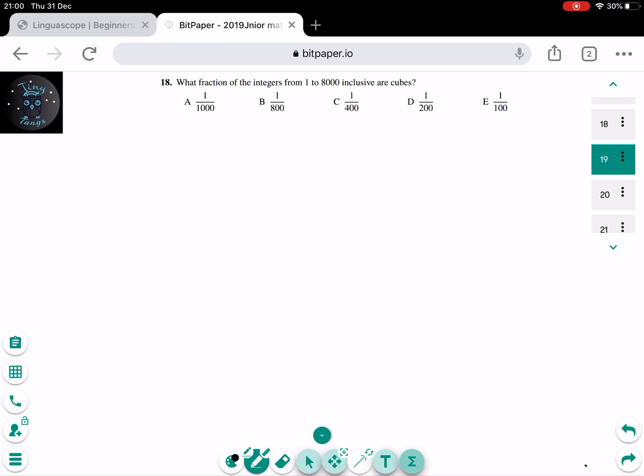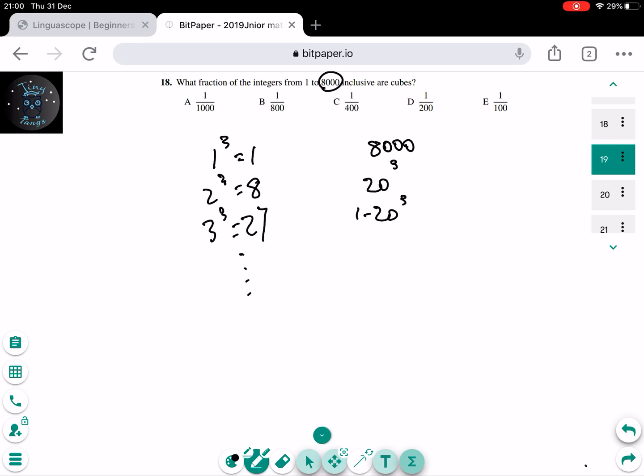For this question, you could just do 1 cubed equals 1, 2 cubed equals 8, 3 cubed equals 27. Yes, that would take you so long. But it might look really scary, this question, but it actually isn't, because if you think of it, 8,000 itself is equal to 20 cubed, which means that there is only 1 to 20 cubed in the whole of 1 to 8,000. Which means that there are 20. So 20 over 8,000 is 1 over 400, which is C.